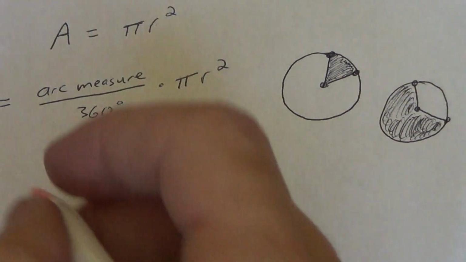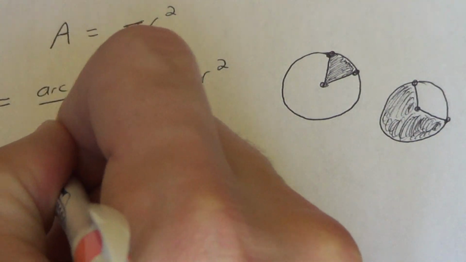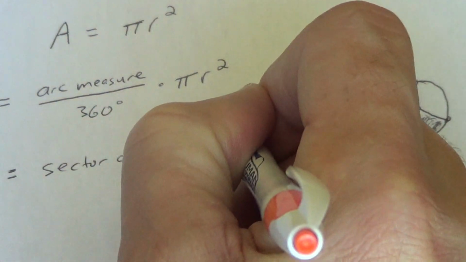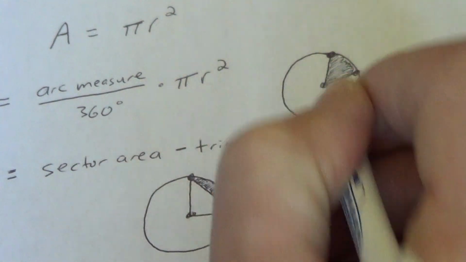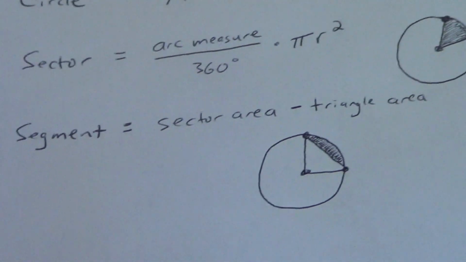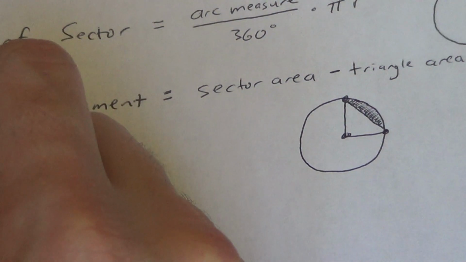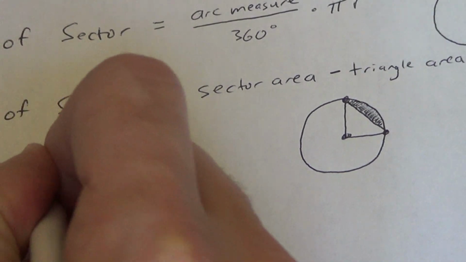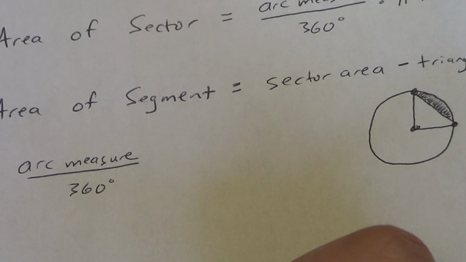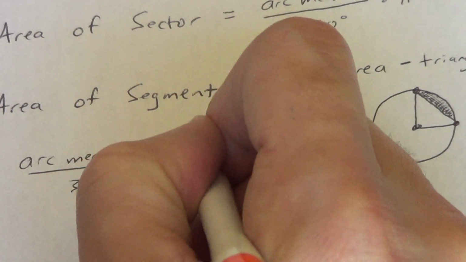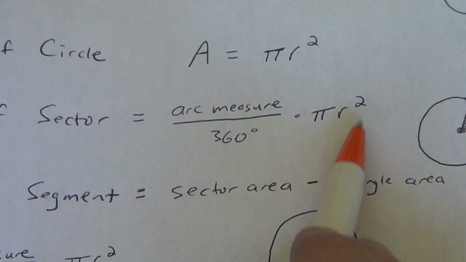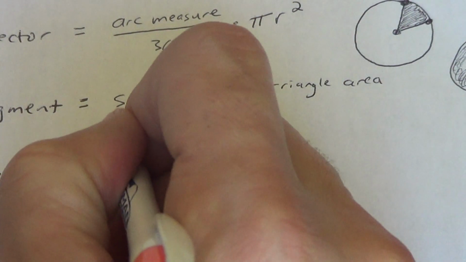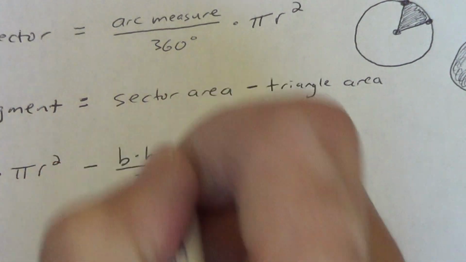All right, so area of a segment equals sector area minus triangle area. Let me write that out here in a little more detail. Arc measure over 360 degrees times pi r squared. Remember, that's what this formula here said. So arc measure over 360 times pi r squared minus triangle area, base times height divided by 2.